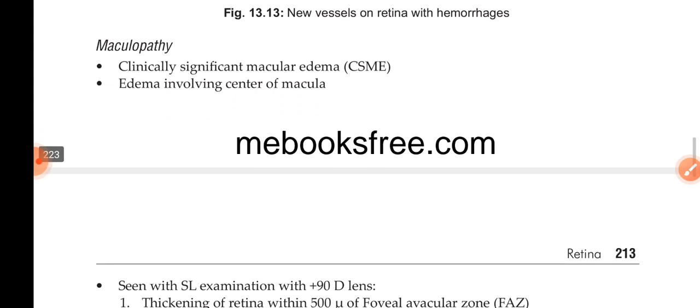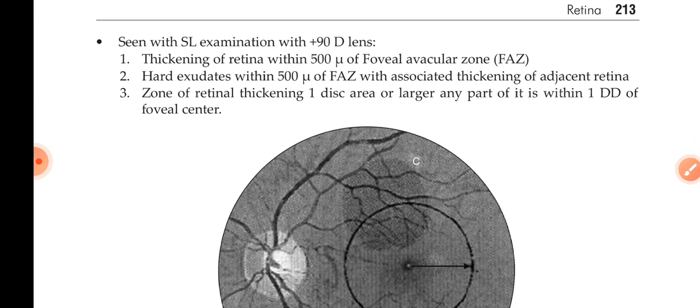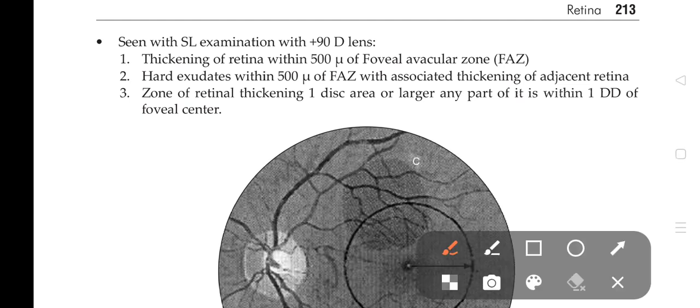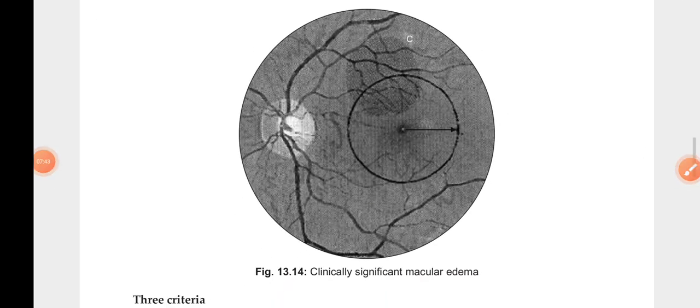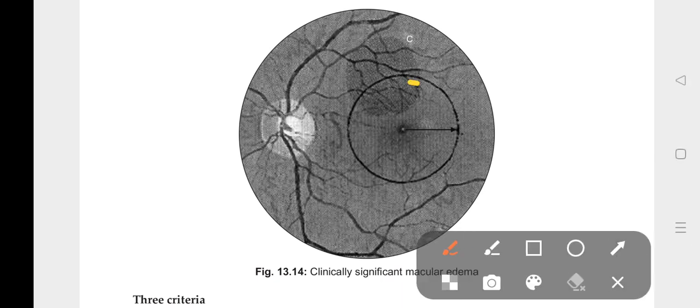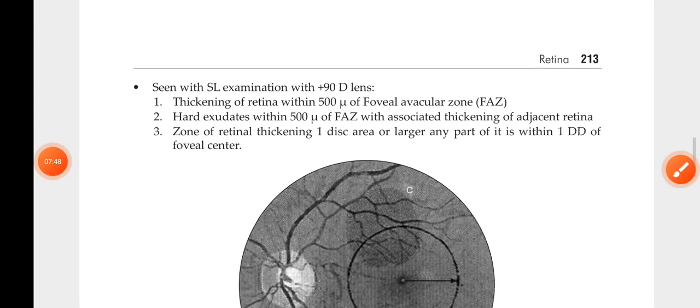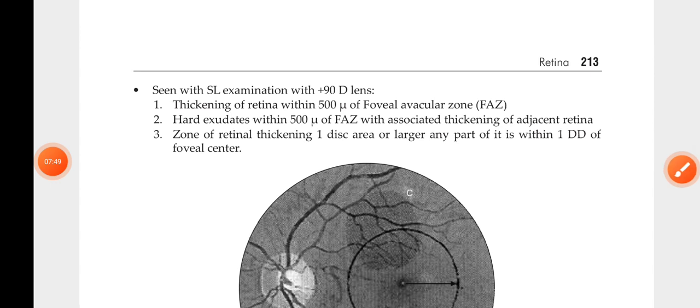Next is maculopathy. Maculopathy is clinically significant macular edema, CSME, with edema involving the center of the macula. On slit lamp examination with a 90 D lens, there is thickening of the retina within 500 micrometers of the foveal avascular zone, or hard exudates within 500 micrometers of the fovea associated with thickening of the adjacent retina, or a zone of retinal thickening of one disc area. You can see in the diagrams, they are very clear. There is retinal thickening within one disc diameter.